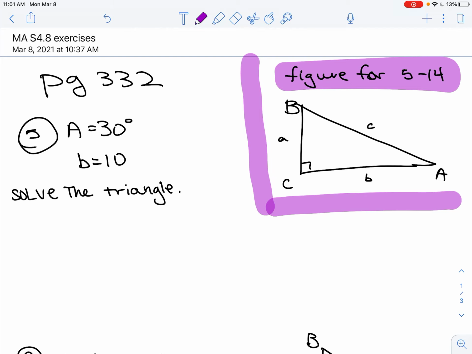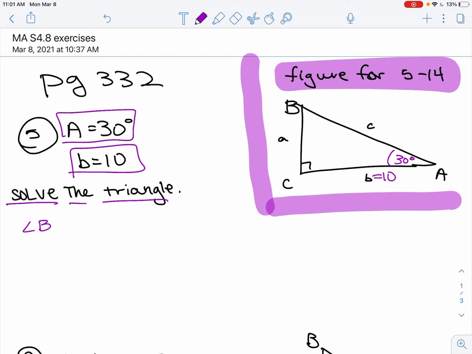So here's our figure, and this is what it gives us. That angle A is 30 degrees, so that's right here, and side B is 10. It wants us to solve the triangle, and here's what that means. We already have angle A, so we're looking for angle B and C. And we're also looking for side A. We know side B, and we're looking for side C.